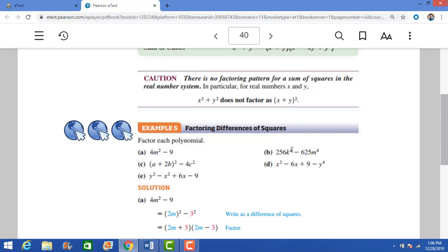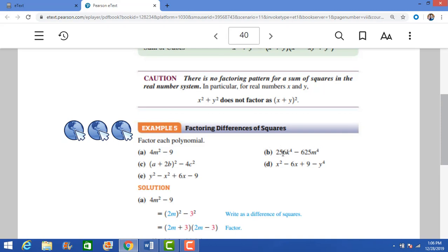Now let's look at this one. Are these a difference of two squares? Yes. What's 256? I believe 16 squared is 256. And 625 is 25 squared. And this is k squared quantity squared. This is m squared quantity squared. So these are both perfect squares.